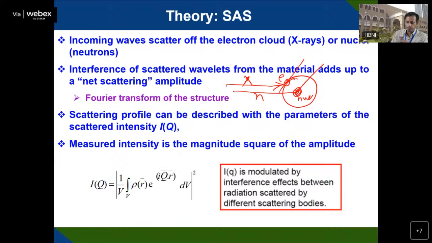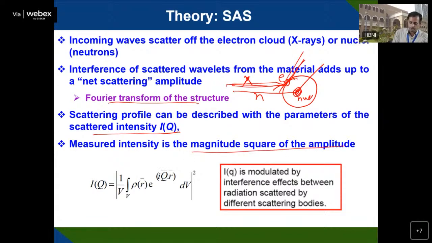The interference of waves scattered from a material adds up: one wave comes and scatters here, another wave comes and scatters there. The interference of these waves gives you a net scattering that is expressed in terms of amplitude. This is how you get the intensity I(Q), the parameter called scattering intensity, the total intensity. Then you have to do a Fourier transform of the structure to get the real information. The measured intensity is the magnitude, which is the square of the amplitude.